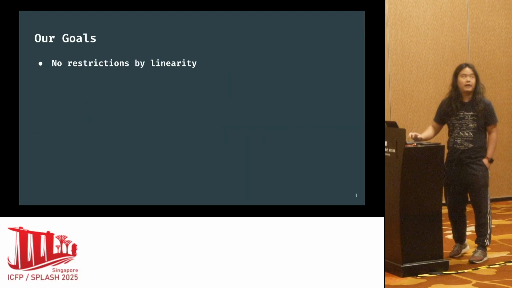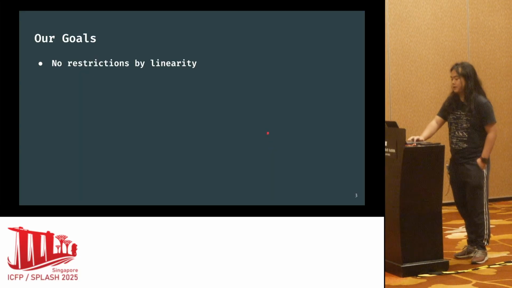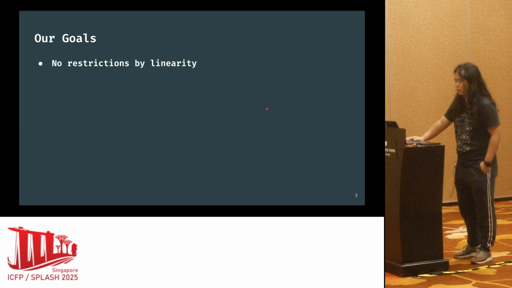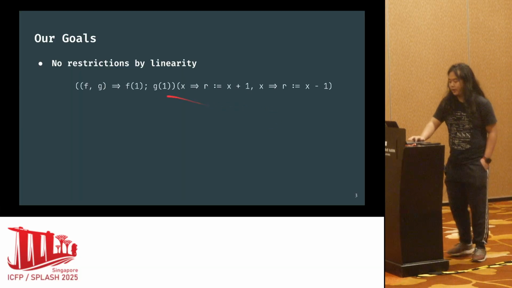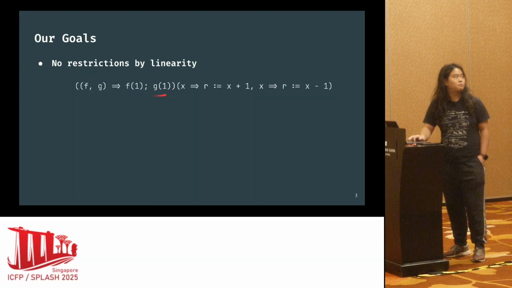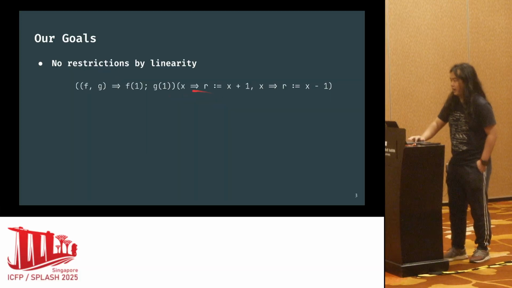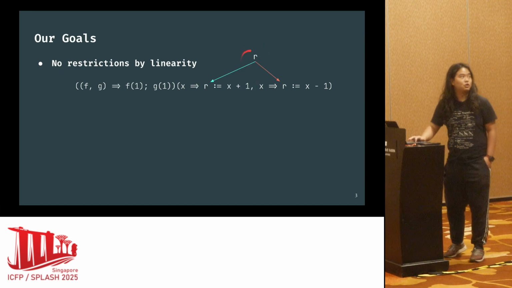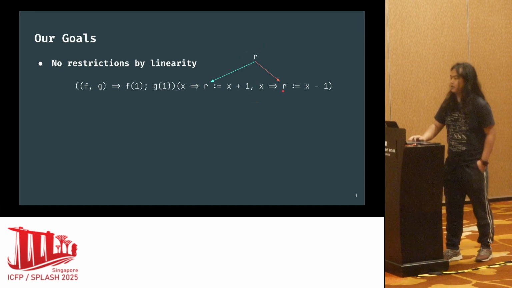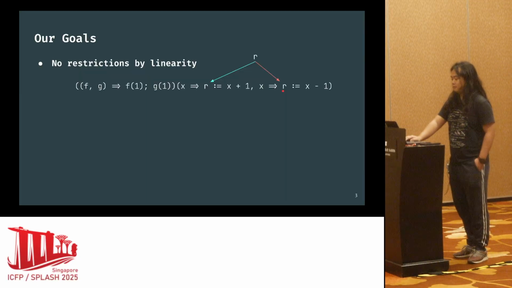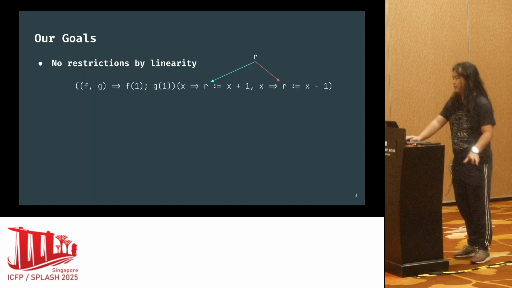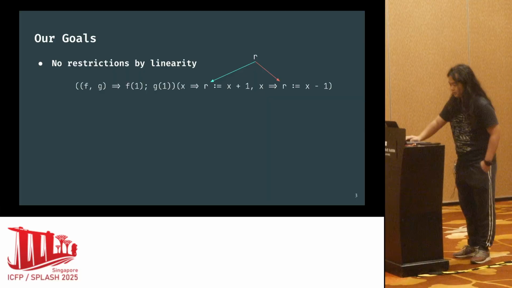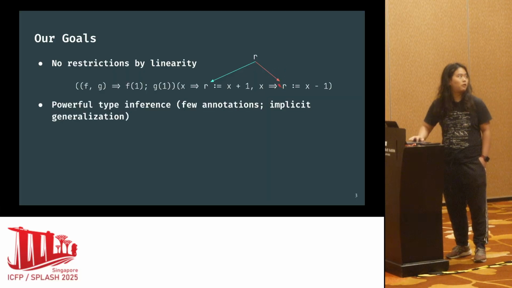There are many systems that can handle these cases, but many of them are based on linearity or uniqueness, which puts huge restrictions on programmers. So for example, here we have a lambda function, which executes two parameter functions one by one. And we have two lambda functions here. They capture the same mutable cell and update it inside their bodies. This program is fine, but in a linear type system, it will be rejected because we cannot have two mutable borrows simultaneously.